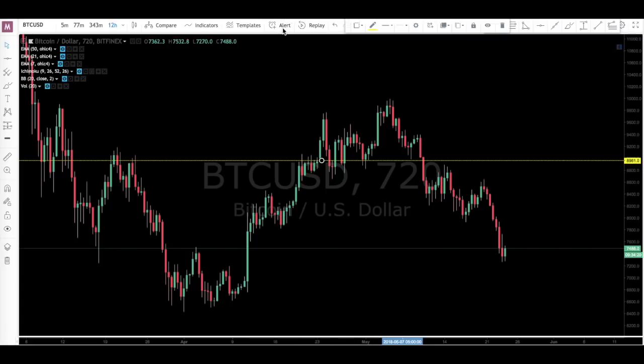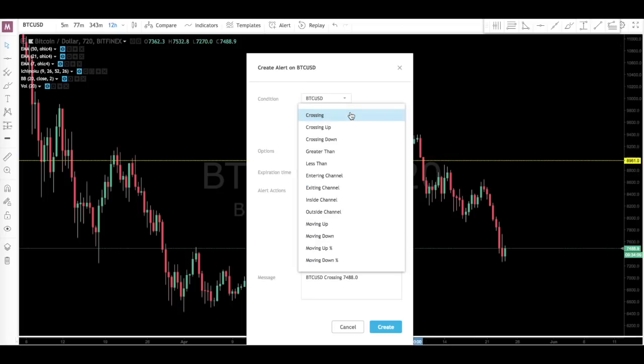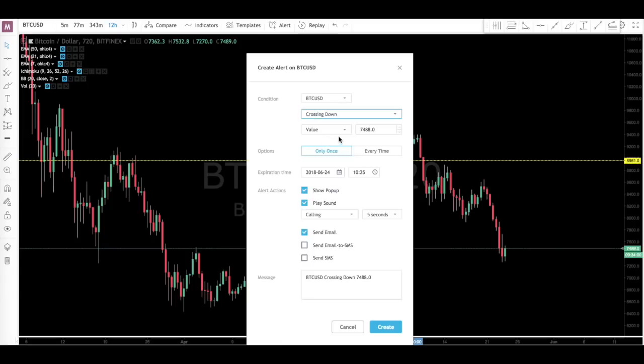If you go up here into alerts and click on alerts, you can see on this chart, I can say when Bitcoin crosses, or when that price crosses up, down, greater than, less than, whatever. There's a lot of different things. But let's just say I want to know when that price crosses down over the value of 89.61. Okay. I can have it tell me every time it crosses over that.